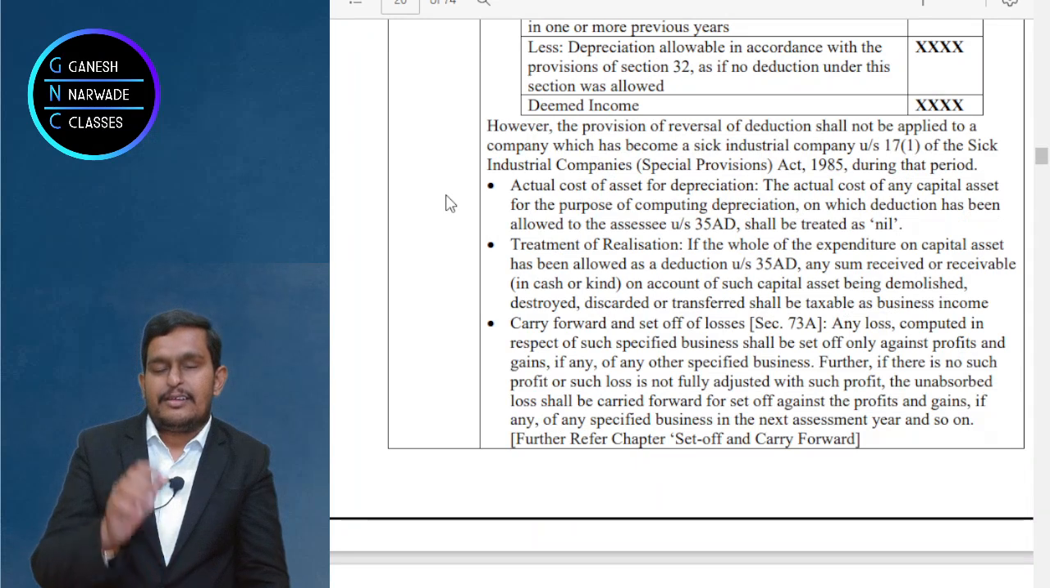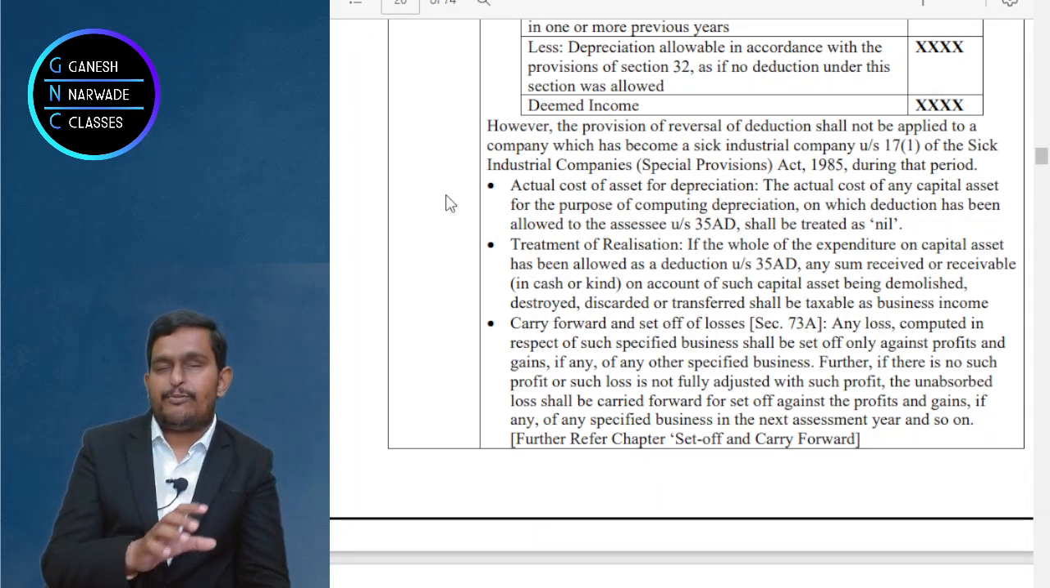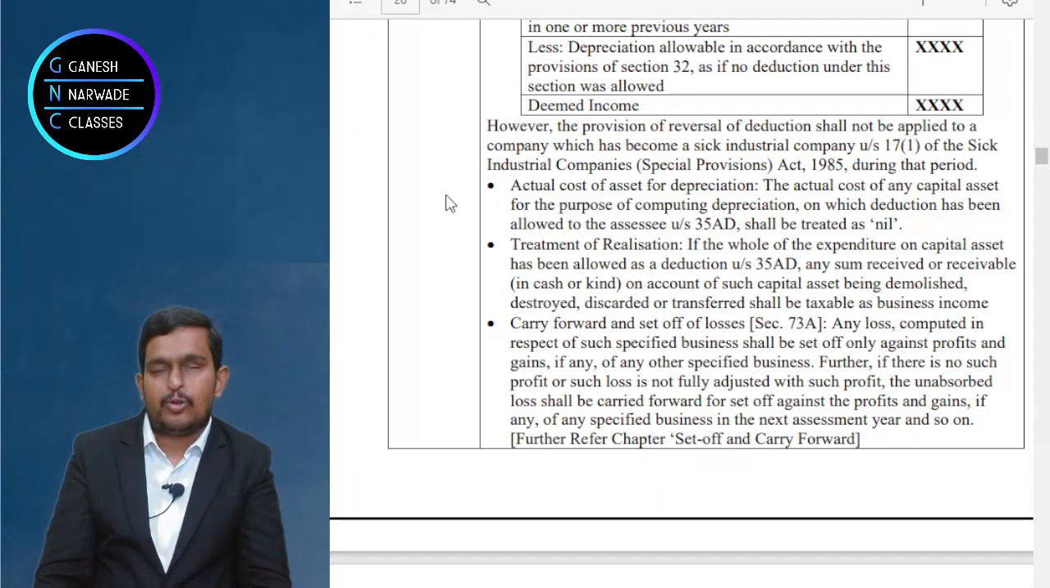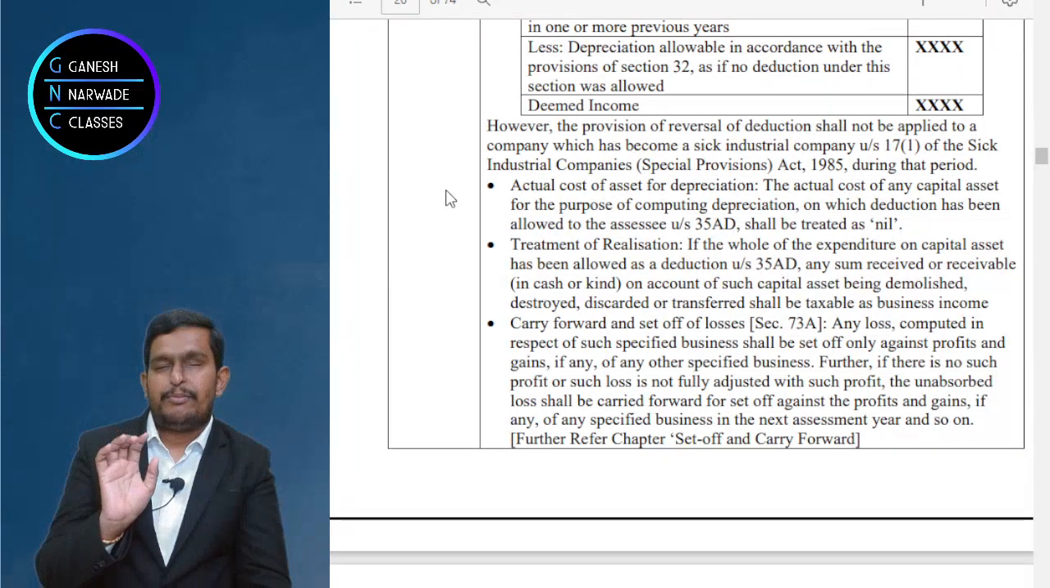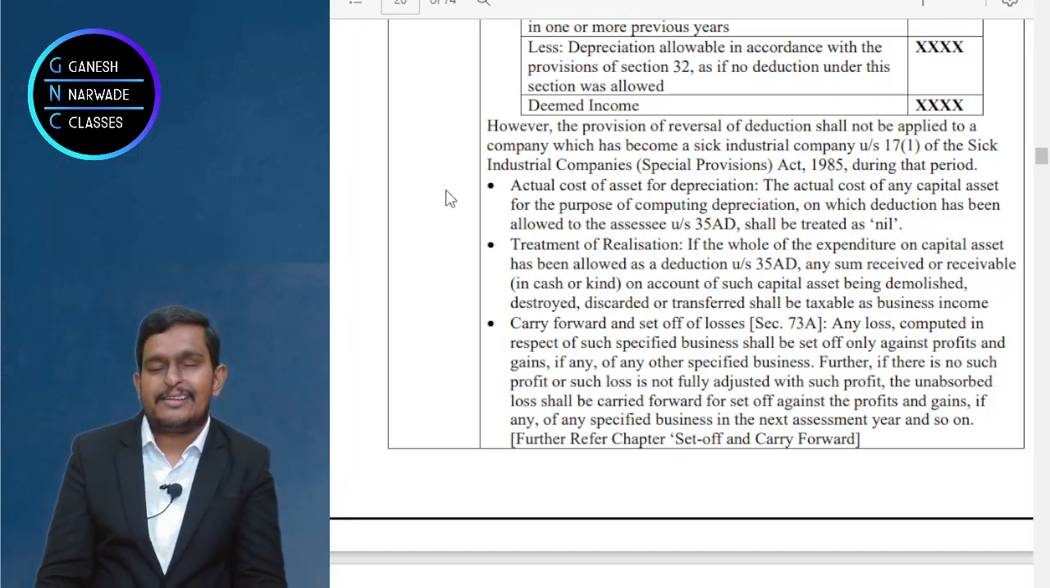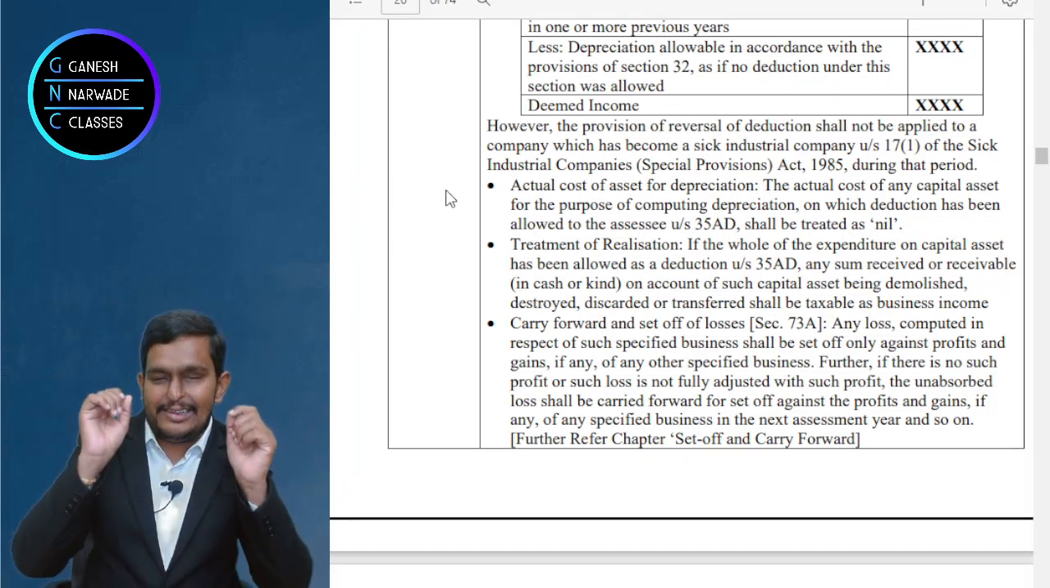Sir, we are now using the asset for non-specified business. So what should we do? Okay, the deduction is reversed. So you have to consider it as income under section 41. That's okay. But sir, can we claim depreciation on these assets? The answer is absolutely yes.